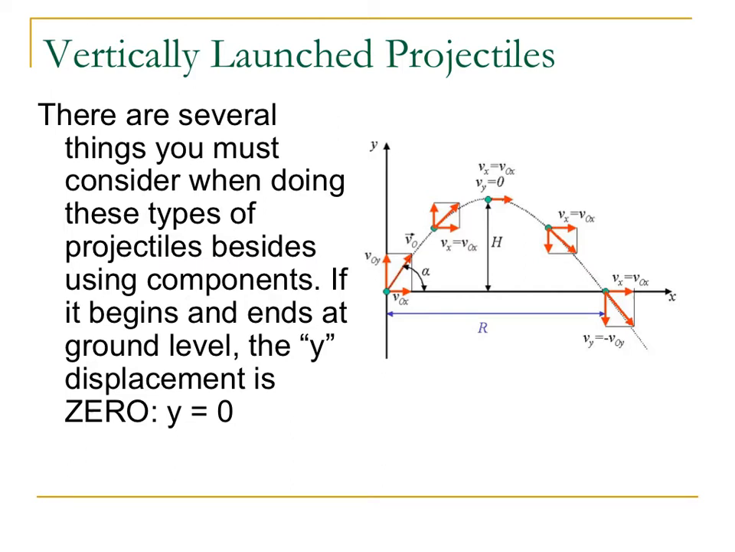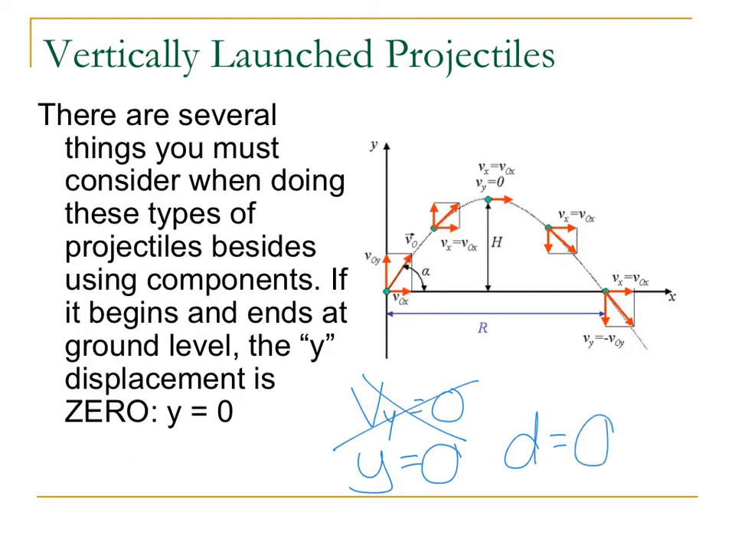One of the most important things with these launched projectiles is that, instead of the initial velocity in the y being 0, our displacement in the y will be 0. So our distance in the y will always be 0. Why? Because this thing is going up and it's coming back down. It's landing in the same spot. So our displacement is always 0. And you'll see that in some of the example problems that we work on today.